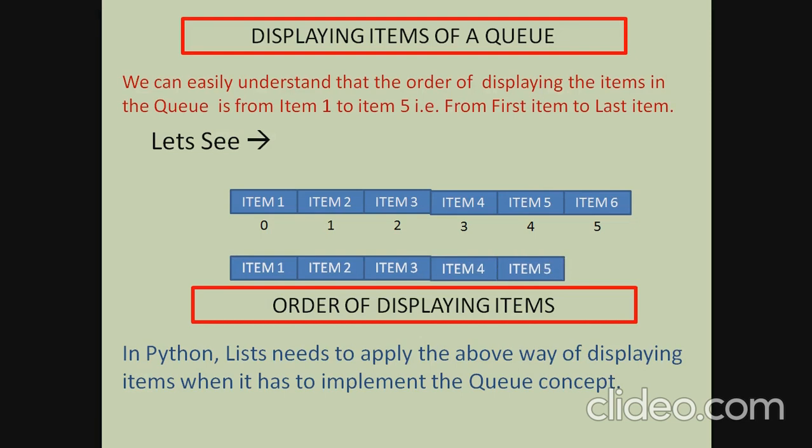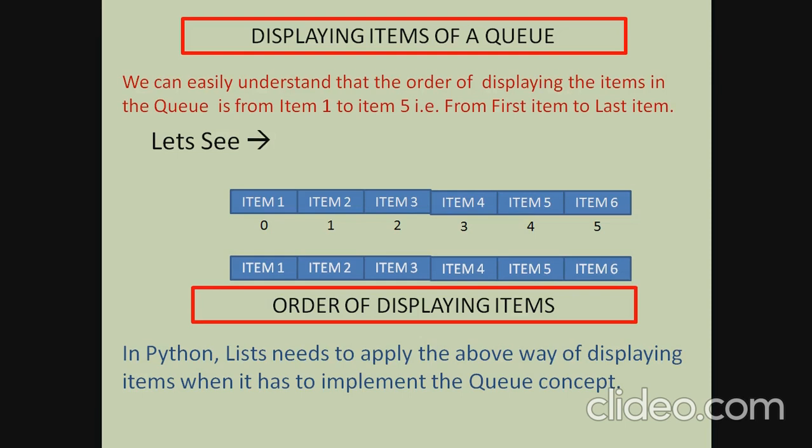So what is the order of displaying? The order of displaying is from front to end, that is, from the first item to the last item. This is the order of displaying items in a queue. The item at the 0th subscript number would be displayed first. Then the item at the first subscript number, then the item at the second subscript number. So the order of displaying is the same as the order of deleting.